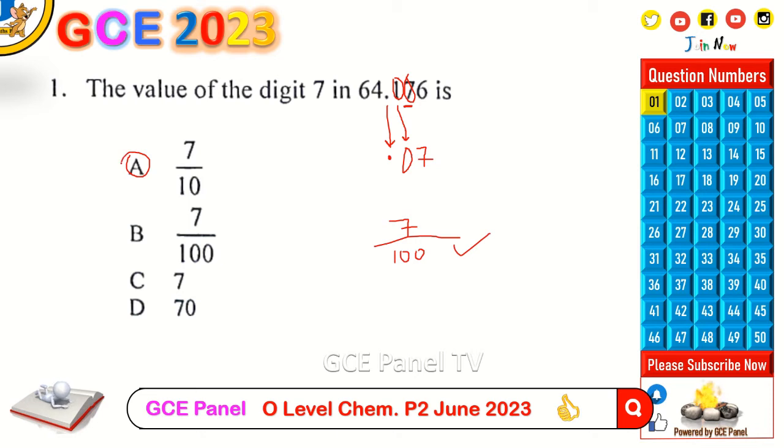This GCE was so cheap, just like 2016 and 2019 I talked about earlier on.